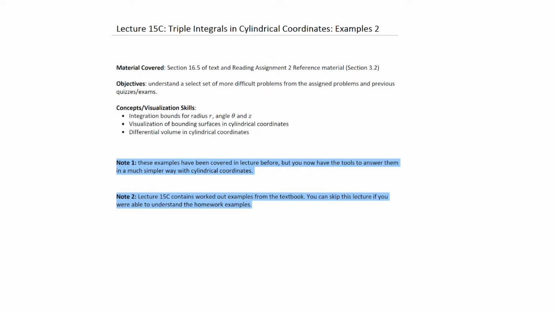Anyway, this material again comes from section 16.5 of the text and reading assignment 2 reference material section 3.2, which you're not responsible for. The objectives are to understand a select set of more difficult problems from the assigned problem set and previous quizzes and exams. The concepts and visualization skills here would be the integration bounds for radius r, angle theta, and z, how to determine them, visualization of bounding surface in cylindrical coordinates, and the differential volume in cylindrical coordinates. And as usual, the second slide is just a summary of the slides to follow, so we'll just move on.